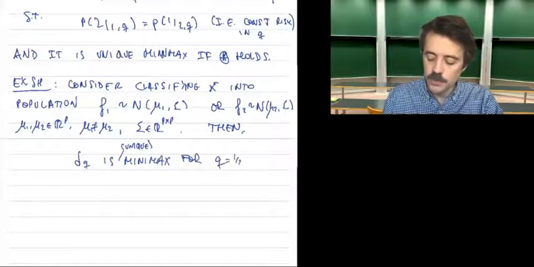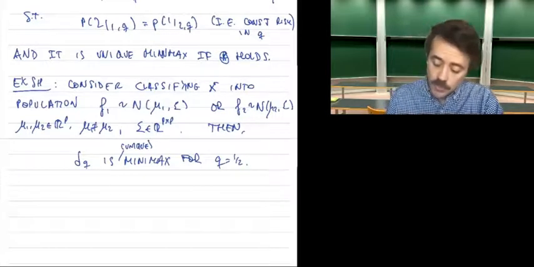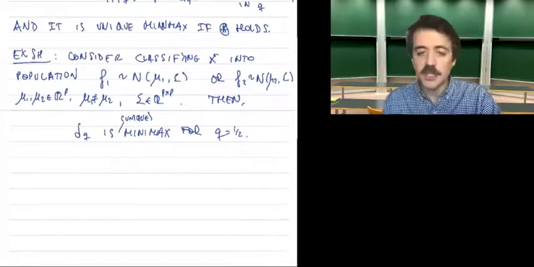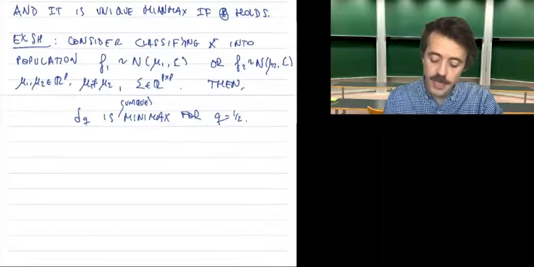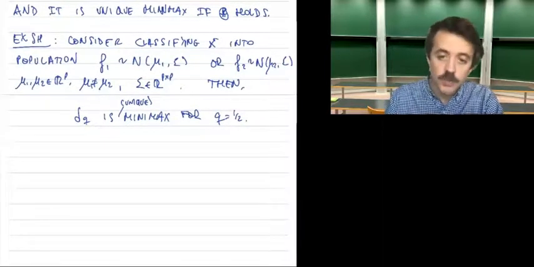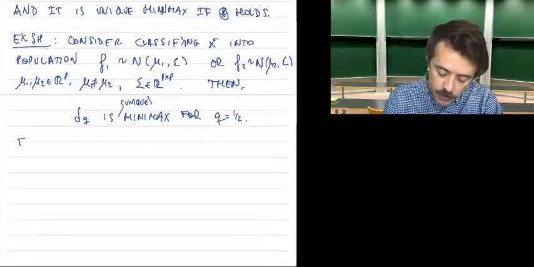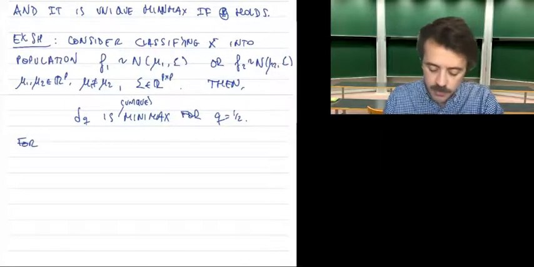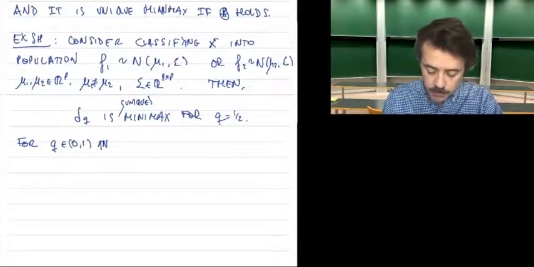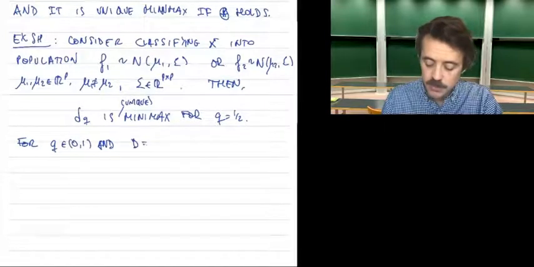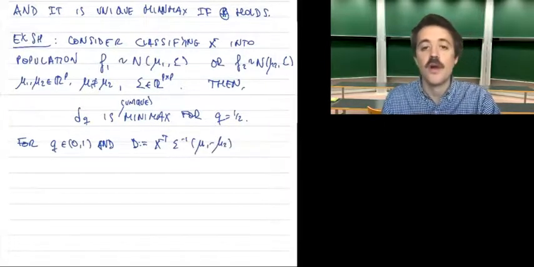For q equal 1/2. Okay, so that would close this, but let me just mention that this sort of problem has a name, and for that, let me introduce a couple of things. So let's go back to the setting in which we have, as part of a remark, q between 0 and 1, and let me define D to be x transpose, and the capital sigma minus 1, mu 1 minus mu 2.